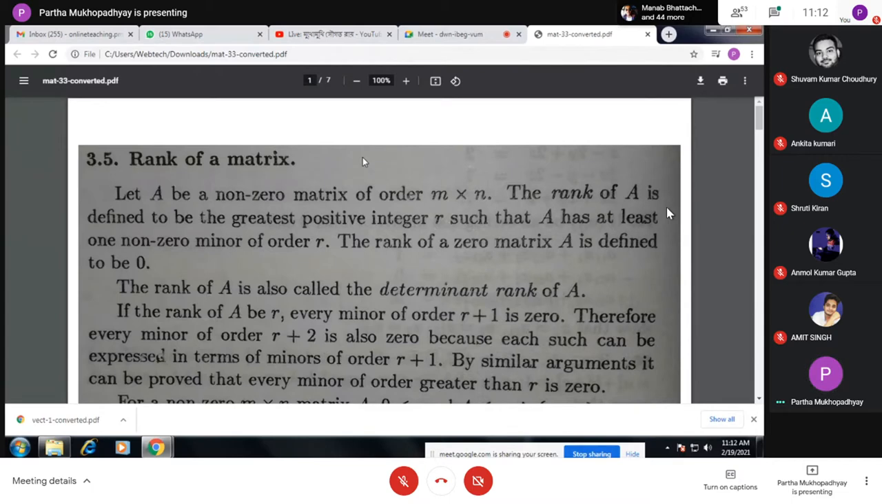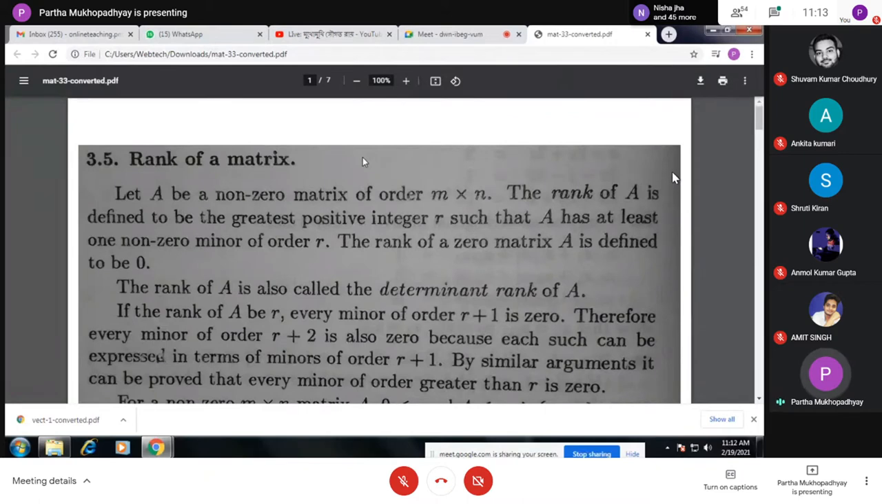This is meaningless. So a matrix of order M cross N will have at most the rank of the matrix can be the minimum of M and N. And if M and N are equal, then there can be one determinant of order N also and less than N also. So whatever be the case, if there exists one minor, that is a determinant, a square submatrix of order R, which is non-zero, then the rank of the matrix A will be R.